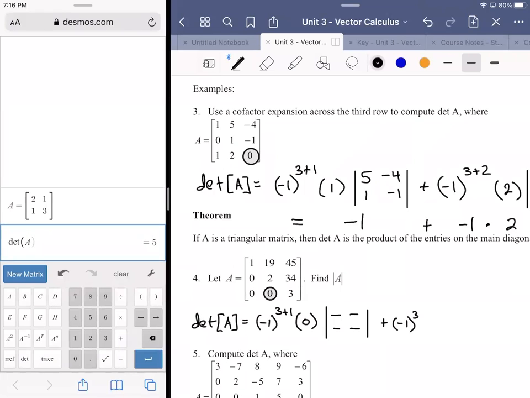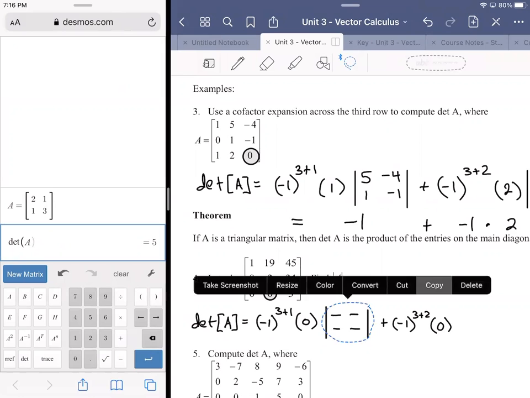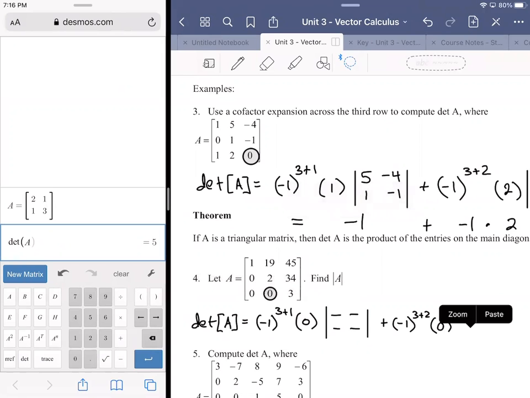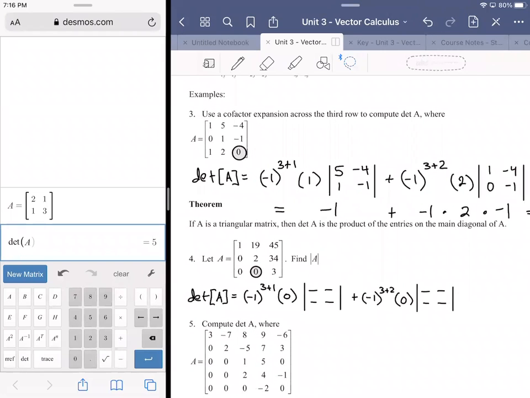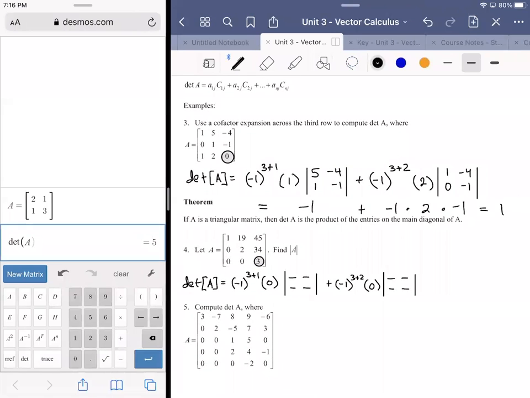-1 to the 3 plus 2. Still the entry is 0, and still whatever remains is not going to make a difference because we have that 0 in there. It's all going to zap away anyhow. But when we get to the 3, different story.